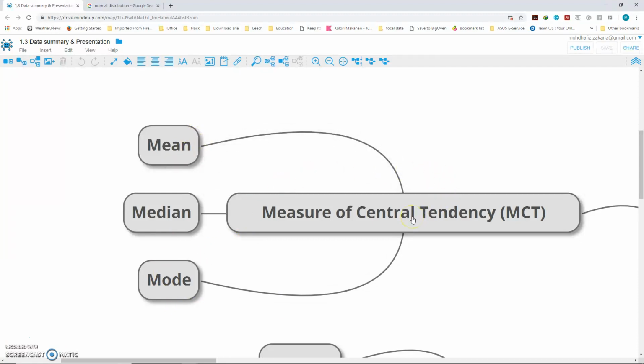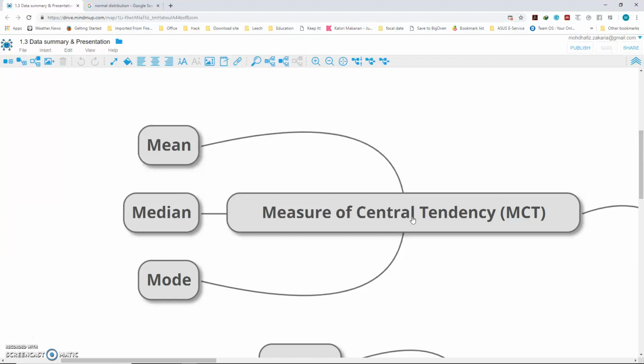Okay, so basically there exist three different methods, obviously, because there are situations that you can use mean but not median and mode. There are situations that you can use median but not the other two, and the same goes to mode. So basically, depending on what situation or what kind of data that you have, you will need to decide which method that you will use to get the measure of central tendency.